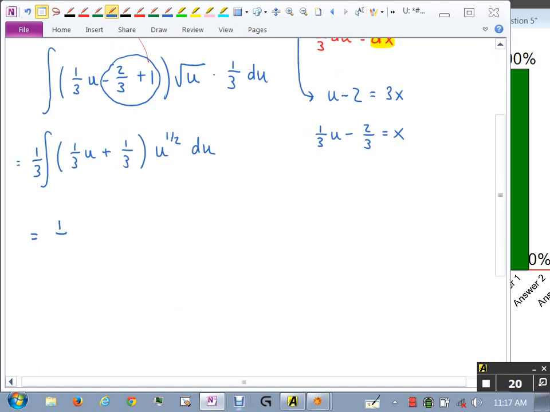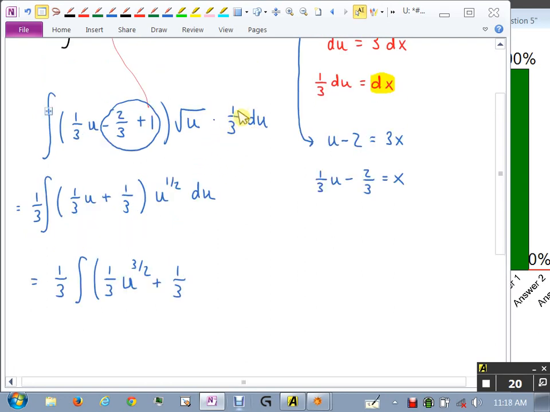So I have my 1/3 on the outside, integral. What are the two terms that are here then? You're multiplying u times u to the 1/2. U to 3/2, and I have the 1/3 in front of it, right? 1/3 u to 3/2 plus 1/3.